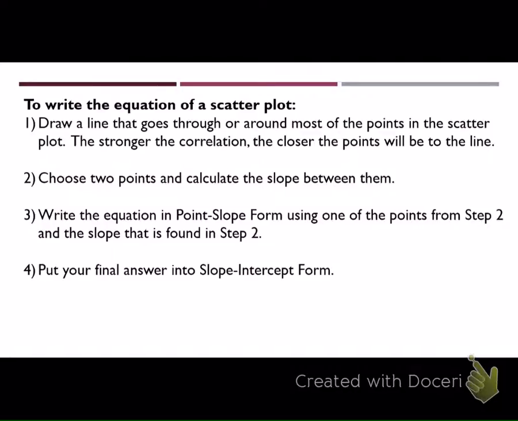To write an equation of a scatter plot, first you're going to have to draw a line that goes through or around most of the points in the scatter plot. The stronger the correlation, the closer the points will be to the line. So essentially, you're making sure that the points are evenly spread on both sides of the line. You don't want all of your points on the right side or all on the left side. It needs to go through the middle, so about the same number of points should be on both sides of the line.